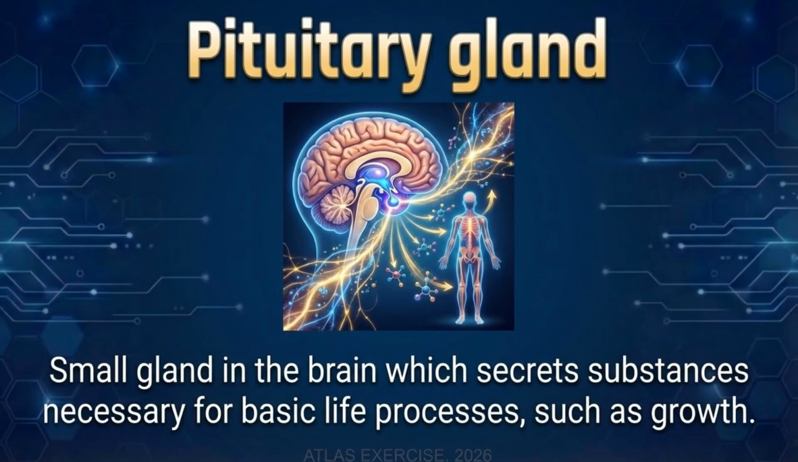Pituitary gland. Definition: a small gland at the base of the brain that controls many hormones in the body. Functions: growth hormone release, thyroid regulation, reproductive hormones. Fact: often called the master gland of the endocrine system. Research in endocrinology shows hormonal regulation can vary slightly across populations, but the pituitary functions the same fundamental way in all humans.